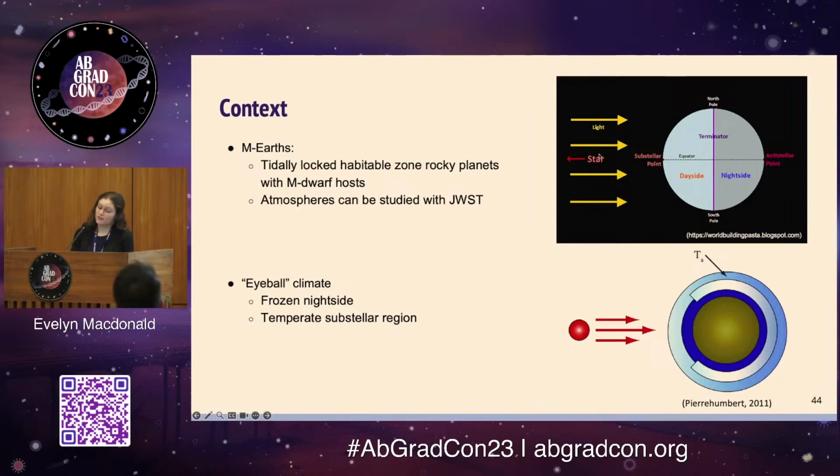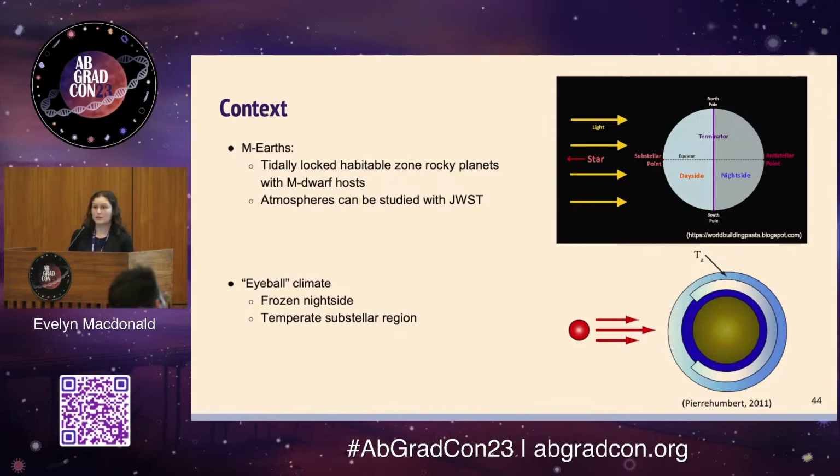So we have the star somewhere over here, light from the star hitting the planet at the substellar point, which is always at the same place because the planet has a permanent day and night side. And the terminator is a cool word for the dividing line between the day side and the night side. So just keep that in mind. I'll be using some of these terms.